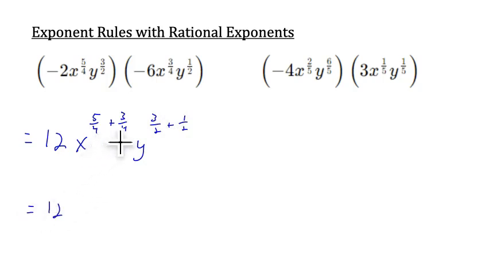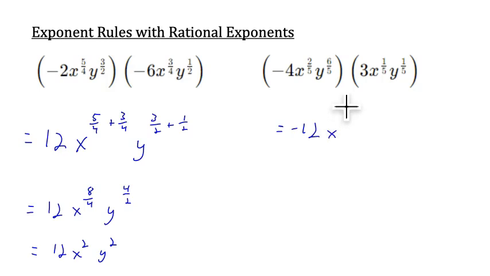Simplifying that, we have, let's see, 5/4 plus 3/4 is 8/4. And 3/2 plus 1/2 is 4/2. Now let's go ahead and simplify those exponents. 8 divided by 4 is 2, so we have 12x squared. 4 divided by 2 is 2, so times y squared. Over here, we once again multiply our regular numbers, add the exponents. 2/5 plus 1/5 is 3/5, so x to the 3/5.